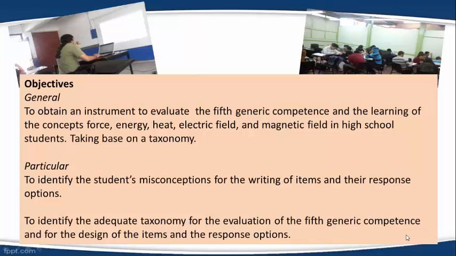Our purpose is to obtain a test for the assessment of the fifth generic competence and the learning of the concepts of force, energy, heat, electric field, and magnetic field. To do that, we will base our work on one of these taxonomies: SOLO by John Biggs, Robert Marzano's taxonomy, or Bloom's taxonomy. Also, we must identify the misconceptions and preconceptions for the writing of the items.